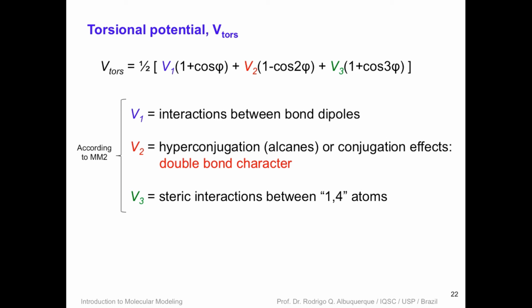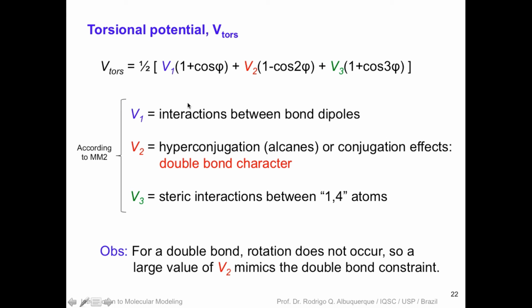Different bonds have different dipoles and they can interact with each other. V2 is related to the double bond character or hyperconjugation in alkanes, or conjugation effects, while V3 is related to steric interactions between atoms number 1 and 4, so 1,4 atoms. If you want to simulate a double bond, for instance, you need to use a large V2 parameter. If you use a very large V2 parameter, the rotation cannot occur around this bond. So this mimics the double bond constraint.